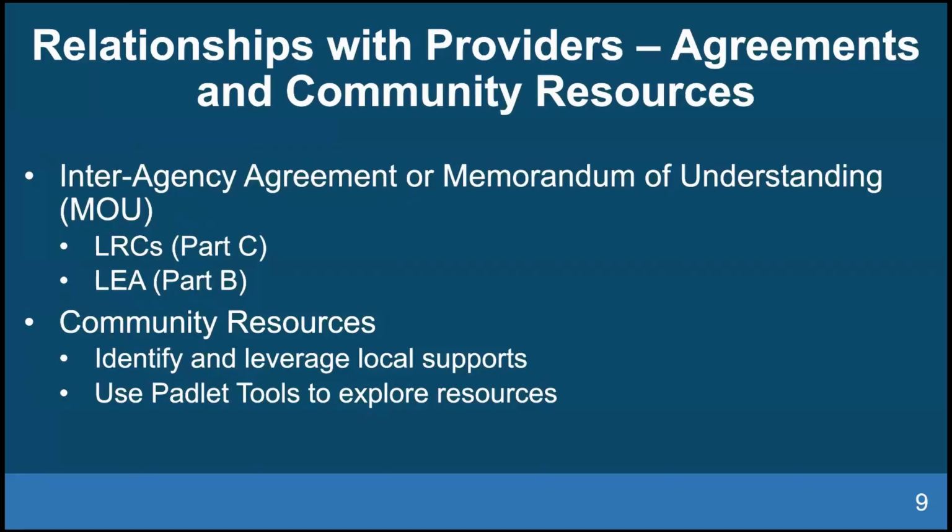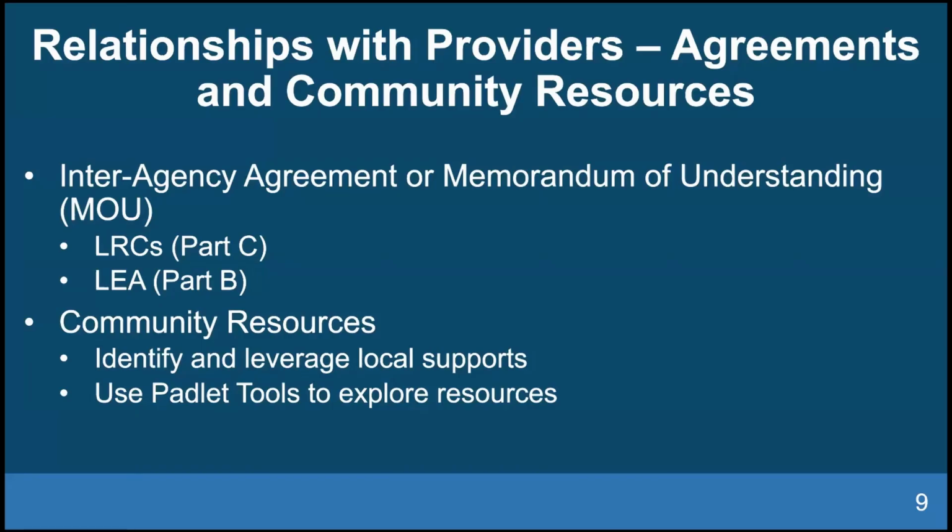The second key component that supports strong collaboration for inclusion is the use of formalized agreements, such as an interagency agreement or memorandum of understanding, often referred to as an MOU. These agreements help formalize relationships and move collaboration beyond informal practices. MOUs clearly outline roles, responsibilities, and expectations among partnering agencies.